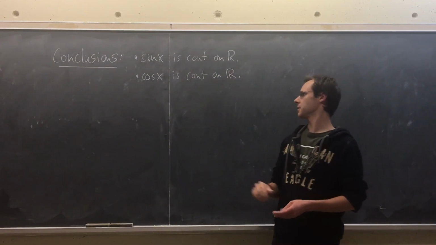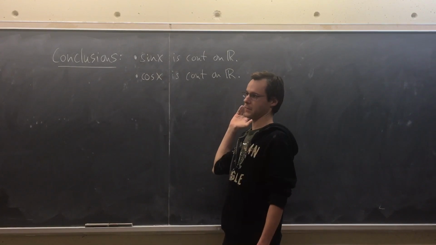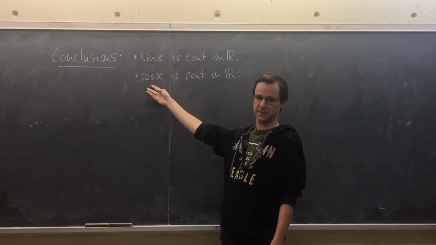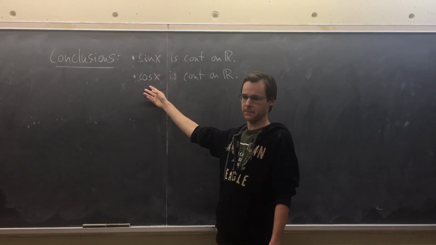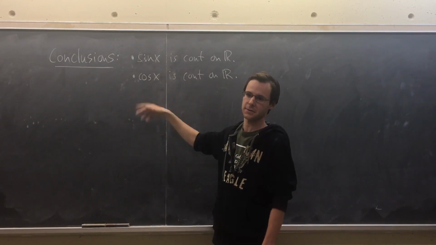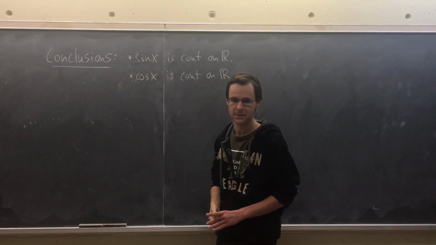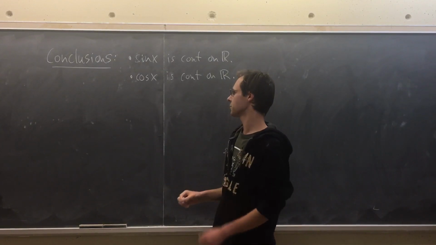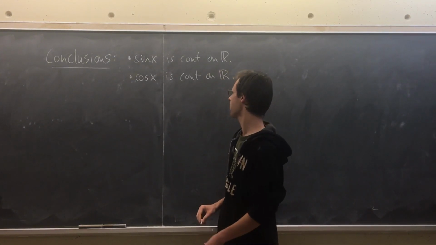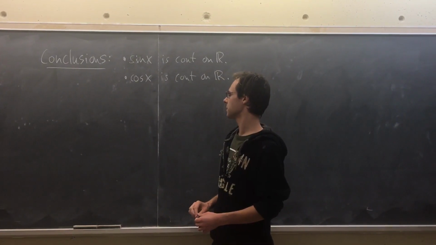Really, you didn't even have to do this. We can just recognize that cos x is sine of x plus pi over 2. And now knowing that sine x is continuous, we can conclude that cos x is continuous. But we could also prove it separately. Doesn't matter. So those are two pieces of information we know.